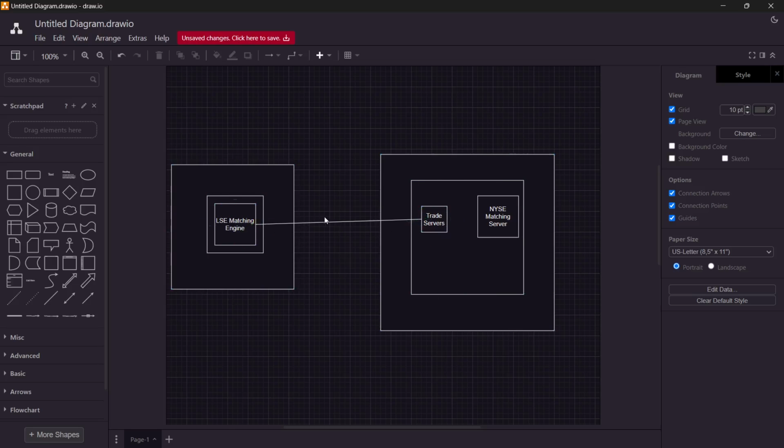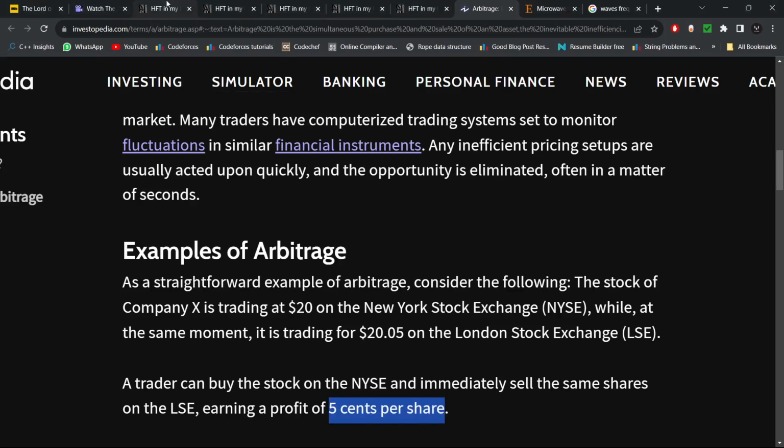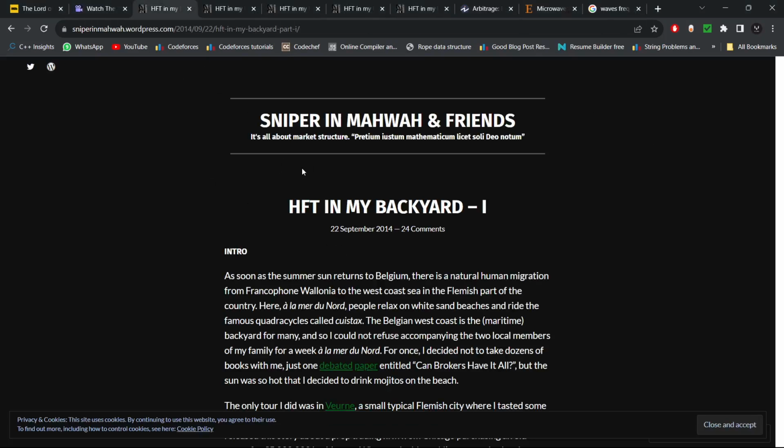So you can imagine the distance here is huge. The distance which a particular market data packet would need to travel from the London Stock Exchange matching engine, let's imagine that it is sitting in London only. So you have to basically travel from London to US, right? You have to reach from London to New Jersey. So what kind of technology is used behind that? That is described in depth in this 6-part series by Sniper in Mava called HFT in My Backyard.